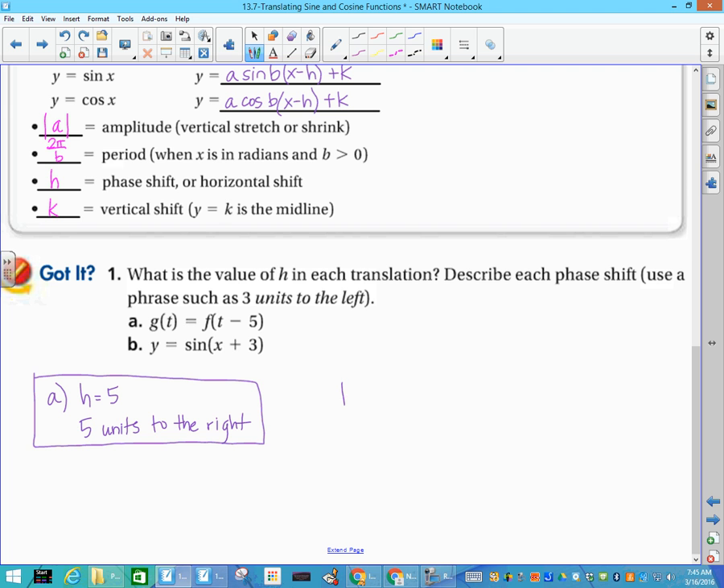And if we look at B, y equals sine of x plus 3, okay? H is not positive 3, because remember it's the opposite of what it looks like. So H is negative 3, in which case, and since H is negative, then I know I'm going to go 3 units to the left. And like I said, I think y'all are going to think those are the gimme questions because you know this so well from all the practice we've had.